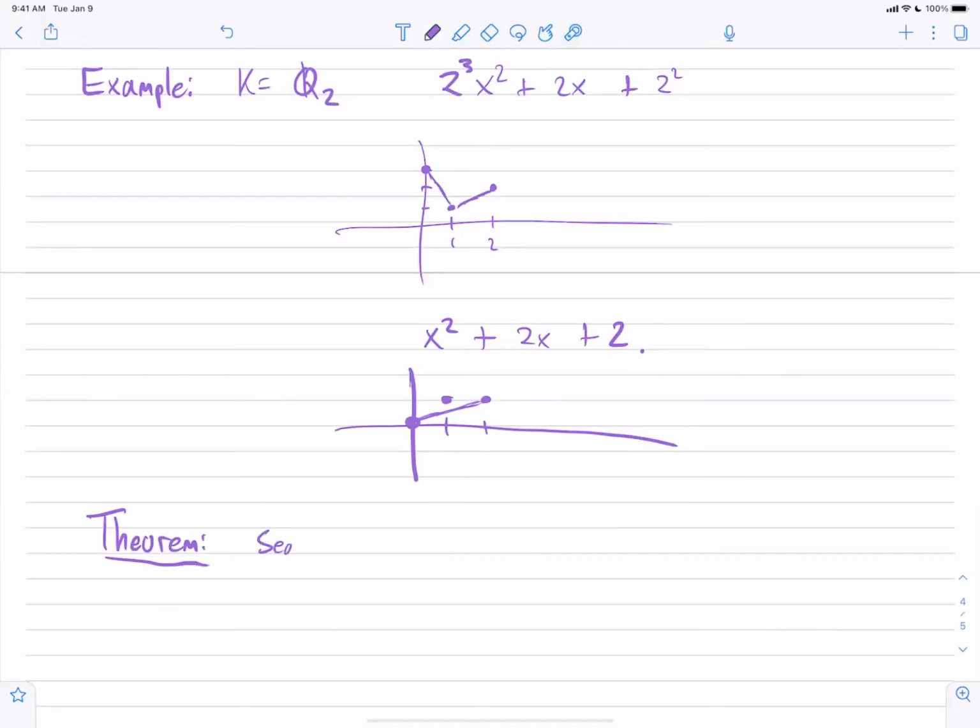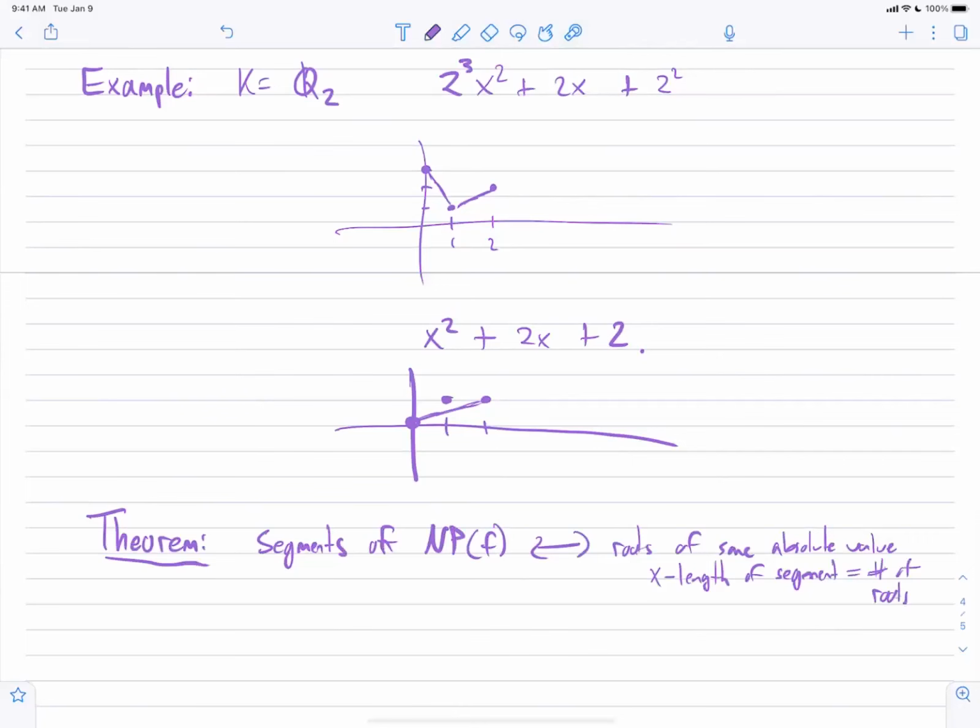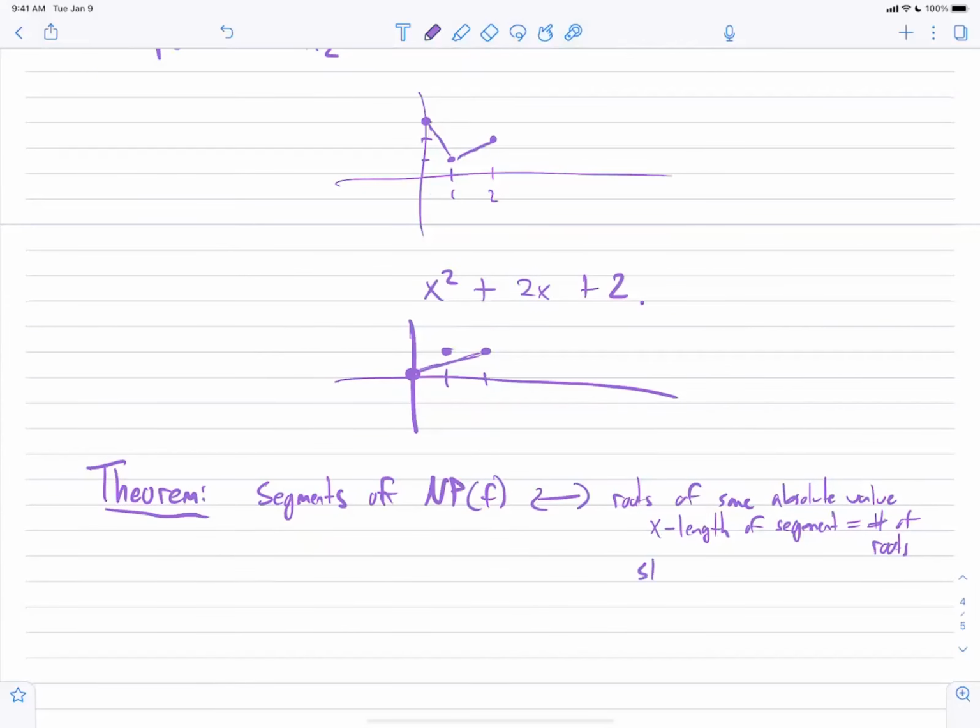the segments of the Newton polygon, these correspond to roots of the same absolute value. Here, the length along the x-axis of the segment is the number of roots, and the slope is the additive valuation of those roots.